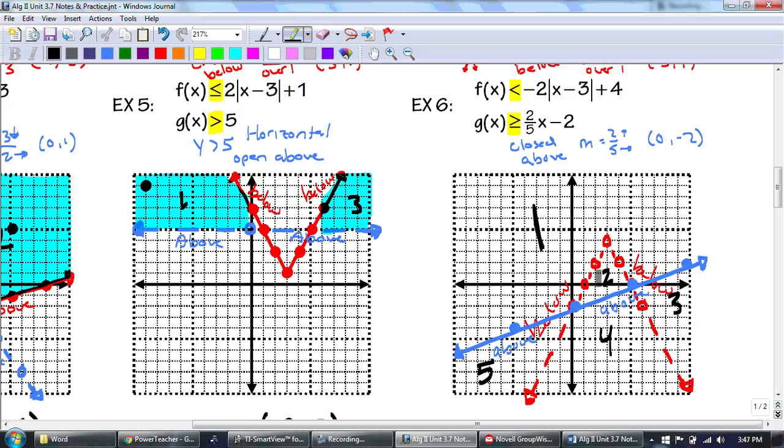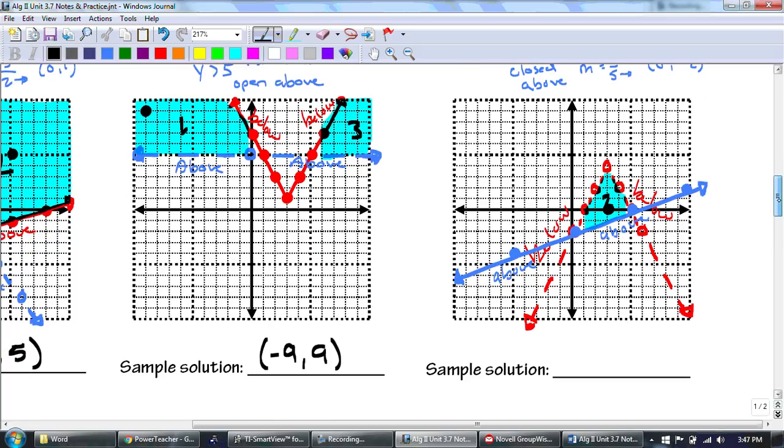The only sections below the red are 2 and 4, so I can get rid of 1, 3, and 5. Now I need to be above the blue line, so I need to get rid of 4. So our answer is just in this little triangle right here. And so once again, remember, find a sample solution. I'm going to go right there on that line, and that is the point (3, 0).